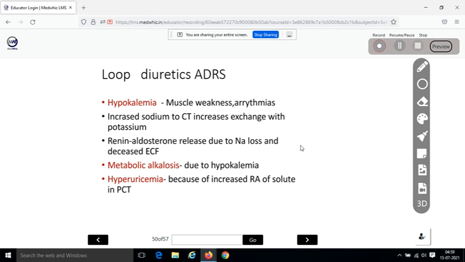Then hypomagnesemia. Magnesium deficiency occurs because of their diuretic effect. It can readily be reversed by administration of an oral magnesium preparation.